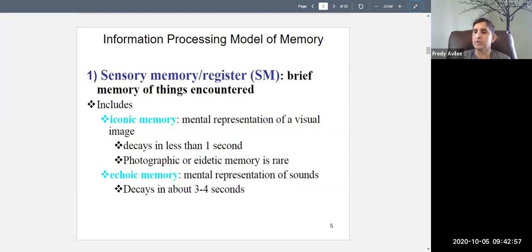So you see it, you hear it, maybe you smell stuff, and you immediately forget about it, okay? That's your sensory memory, sensory register. That's iconic memory. Now, if you're talking about memory for things that you've heard, that would be echoic memory, the mental representation of sounds. So if somebody tells you something and you don't think about that, in about 3 to 4 seconds, that information is gone. Echoic memory decays in about 3 to 4 seconds.